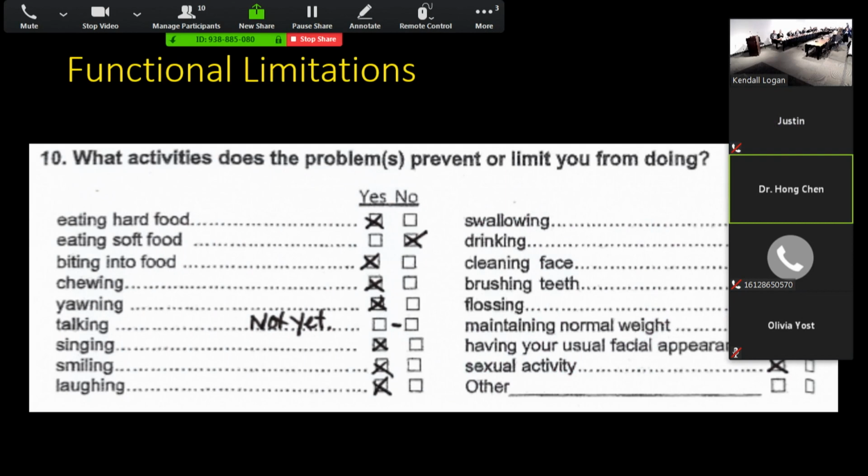Functional limitations are frequently reported by our TMD patients, which include problems with eating, biting, chewing, yawning, talking, laughing, smiling, maintaining oral hygiene, having normal facial appearance, and even sexual activities. So when a person has pain and functional limitations like these, both oral and general health are significantly affected, including both physical and psychological well-being.